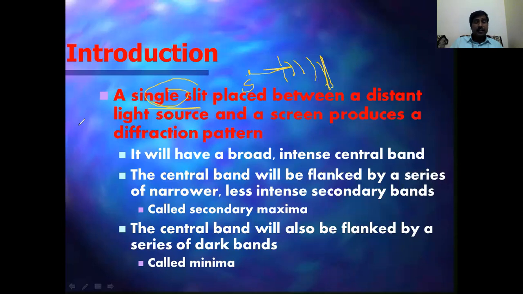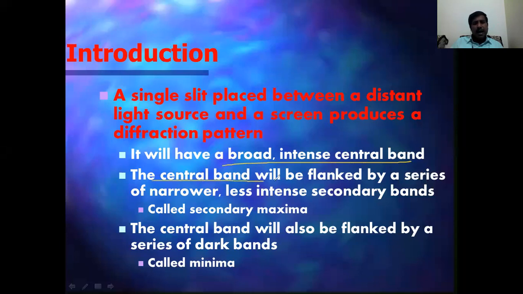Okay, very nice. So where do we keep the slit in the case of diffraction? It should be placed between the source of light and the screen. To have diffraction with a single slit, we place it between the source and the screen, and it will produce a broad, intense central band.